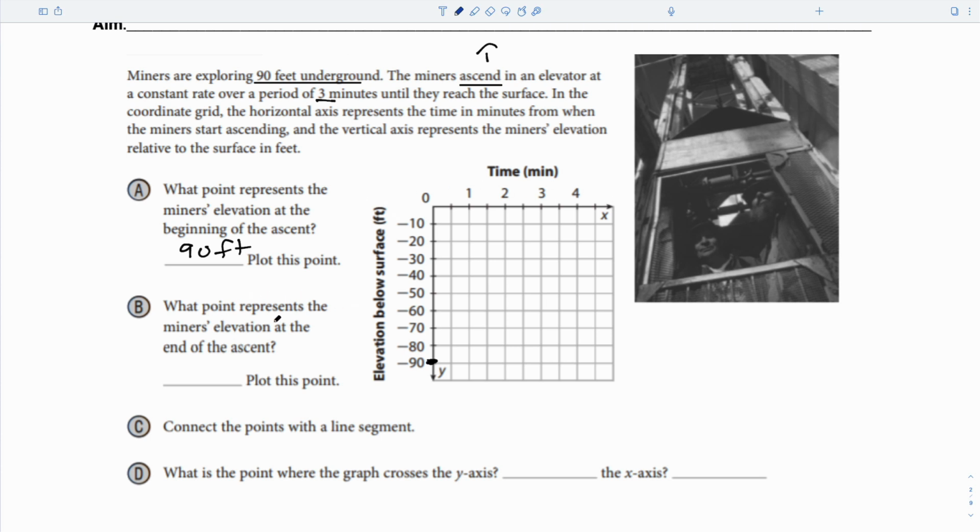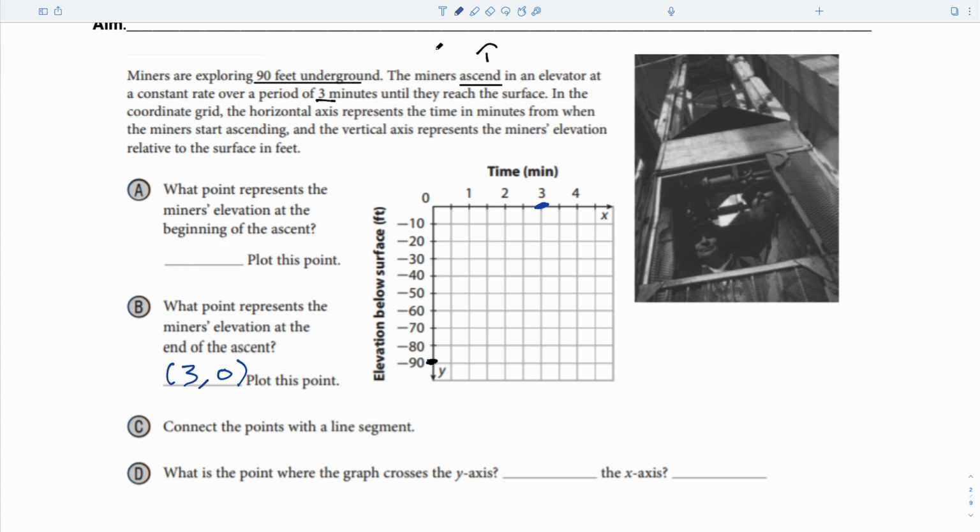So what point represents the miner's elevation? The point, and we actually have to put a point this time. So we're gonna go 3, 0. Over 3, up 0. 0 feet's the surface. Let's go back and fix this thing.